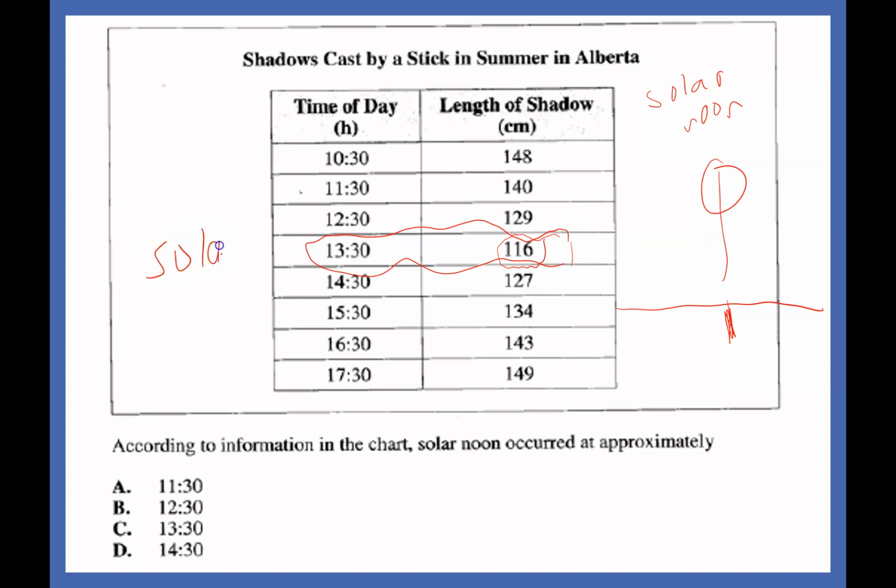which means in this case our solar noon is at 13:30, which is 1:30 p.m. Okay, so this is when it's the shortest. So solar noon occurred at approximately C, 1:30, because that is when the shadow was the shortest. And solar noon is when the shadow is the shortest because the sun is midway through its path. It's at its highest point in the sky.